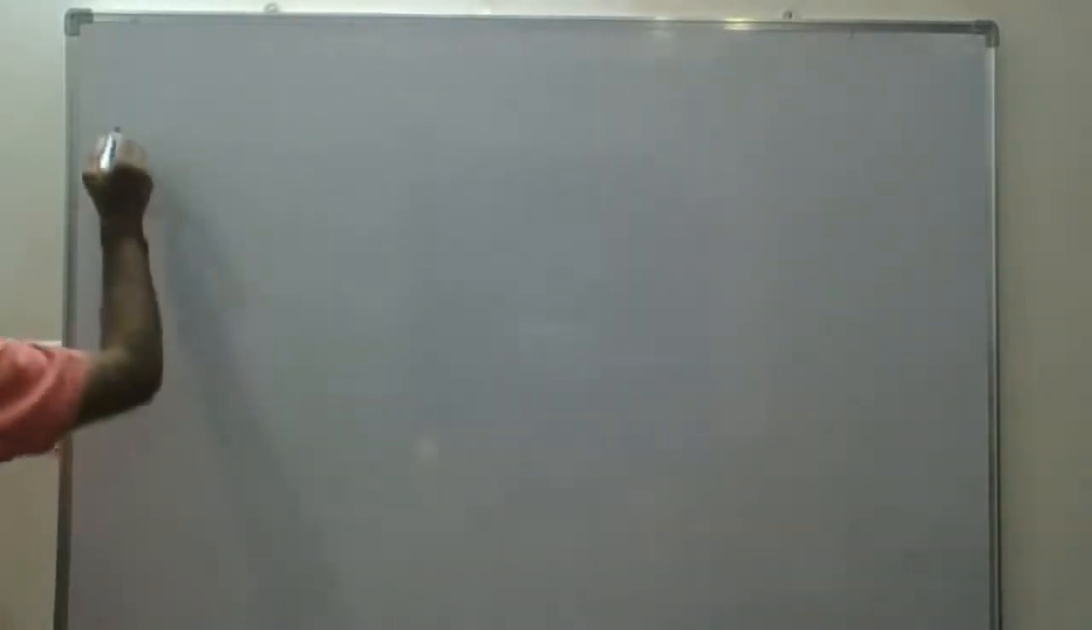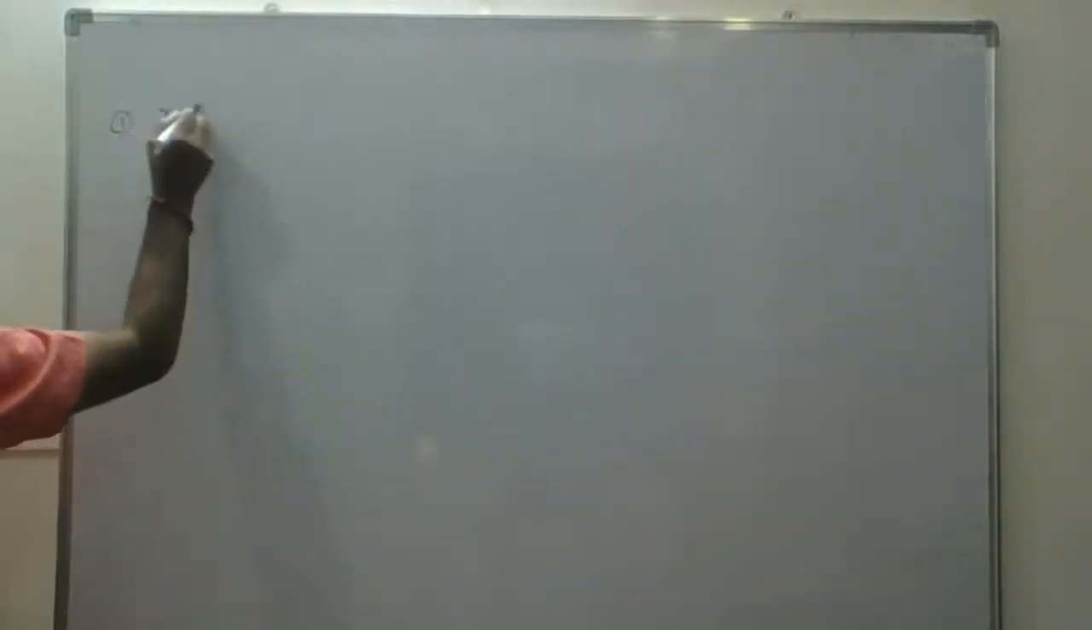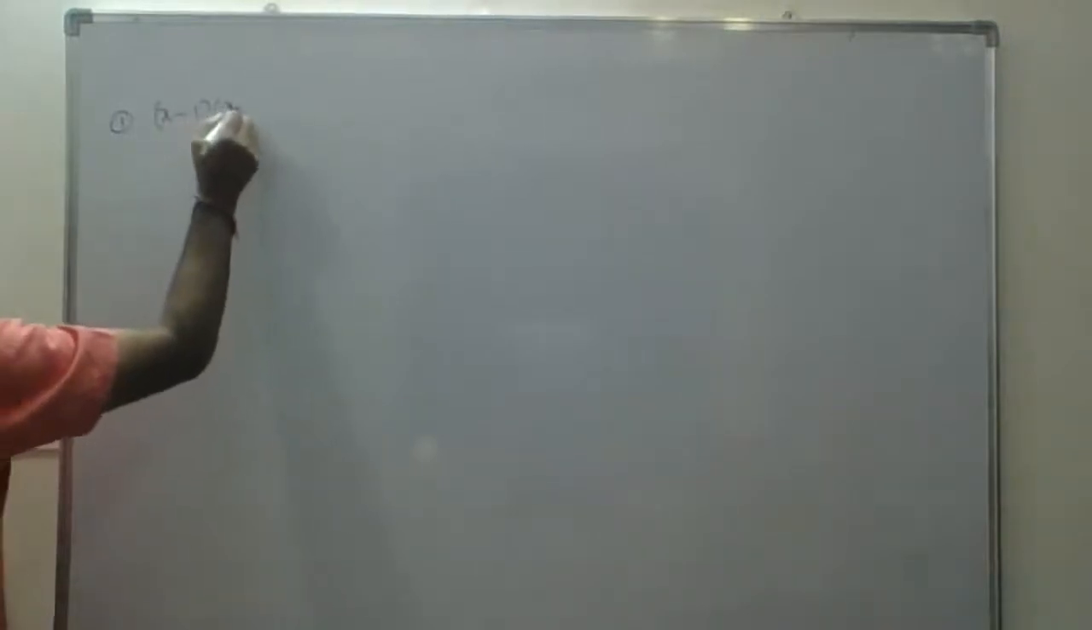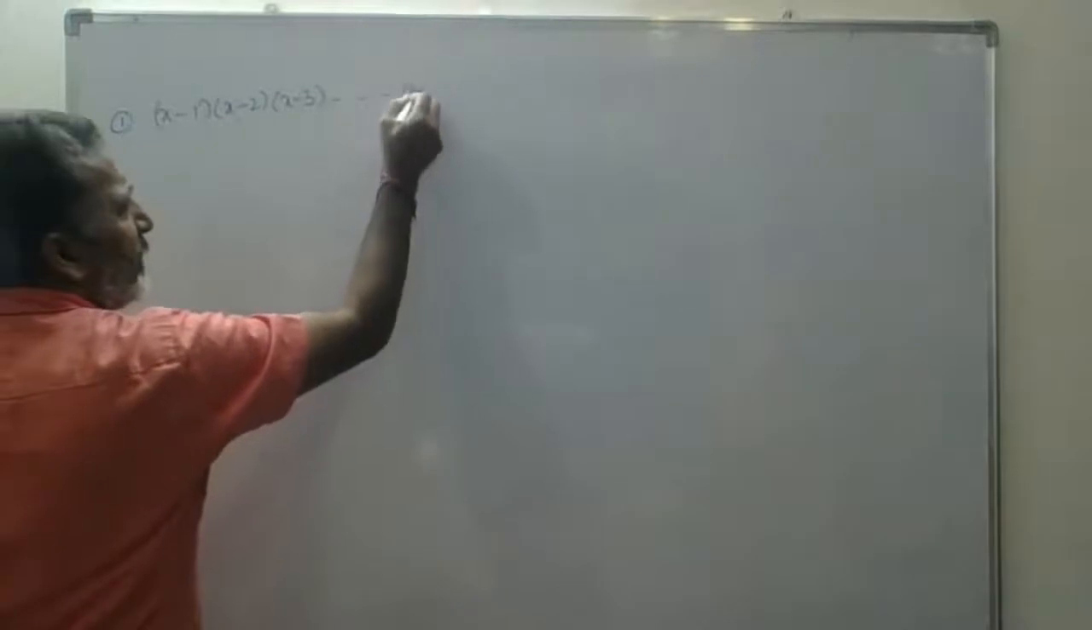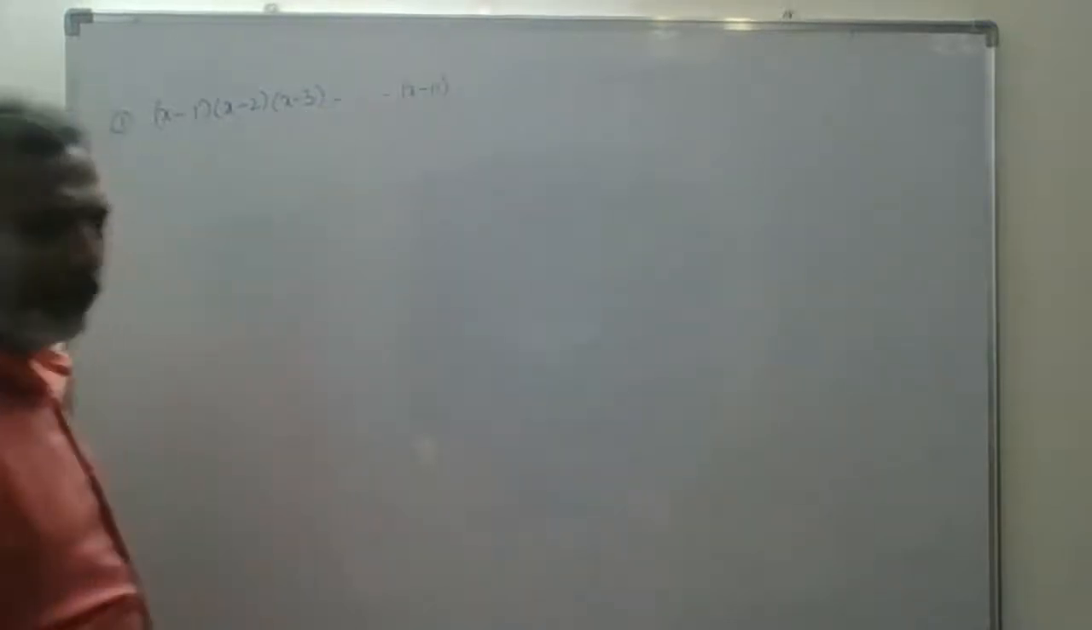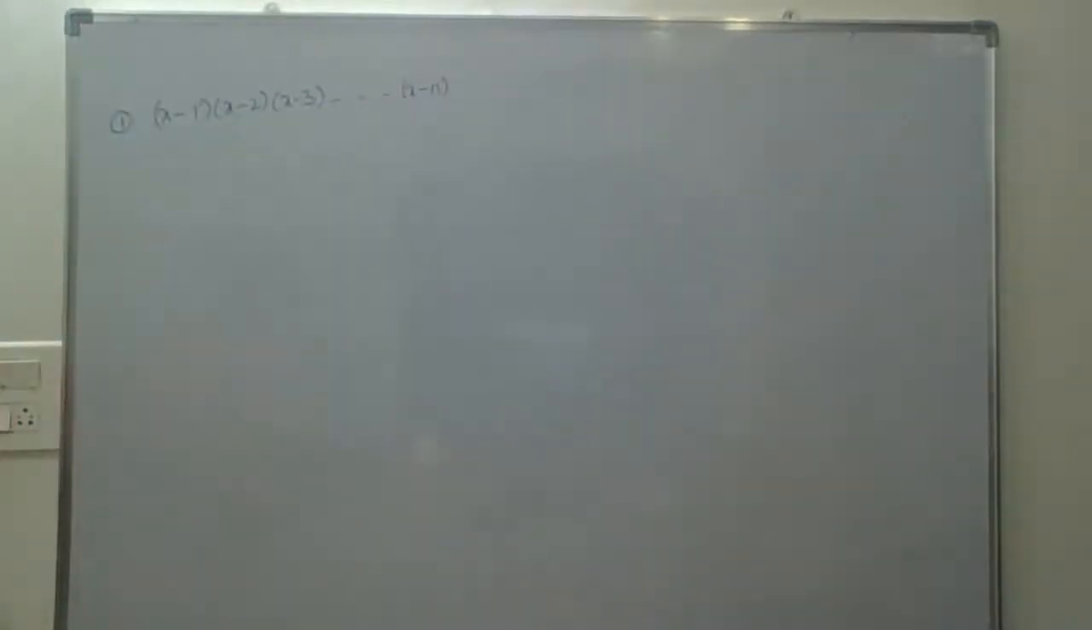Okay, first problem: x minus 1 into x minus 2 into x minus 3 into so on up to x minus n. Write down. Problem ready. x minus 1 into x minus 2 into x minus 3 into so on up to x minus n.